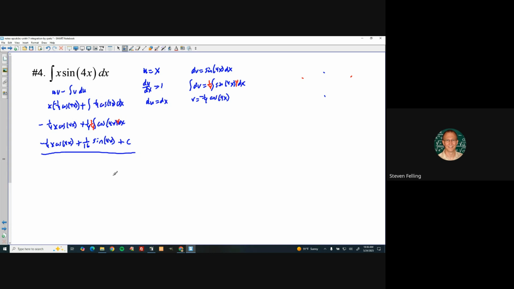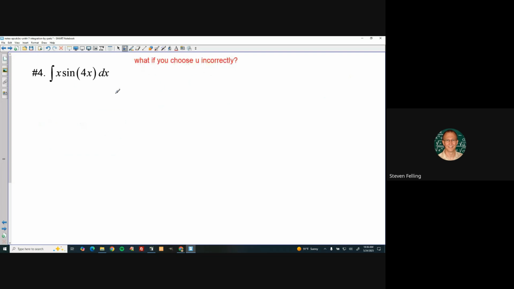Okay. So the right choice there would be u as x, because the derivative will make that simpler. Let's see what happens if you do choose incorrectly. Let's say that you decided to put the sine of 4x as the u, and then you made the dv x times dx. Then the derivative of sine is cosine of 4x times the chain rule, so that's times 4, which means du is 4 cosine 4x dx. And on the antiderivative side, v is the antiderivative of x, which is 1/2 x squared.